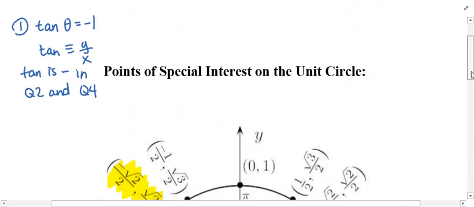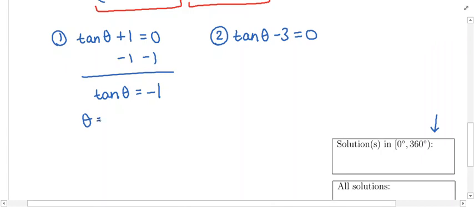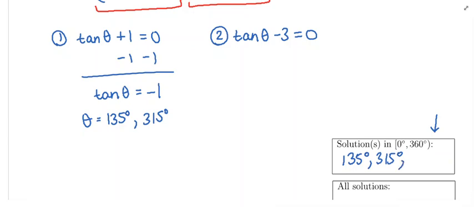So my two answers here: theta can be 135 degrees and it can be 315 degrees. Let me jot that down. We get theta can be 135 degrees or it can be 315 degrees. These are two solutions between 0 degrees and 360 degrees, so I can go ahead and write them down. Now I've got to deal with the second equation here.